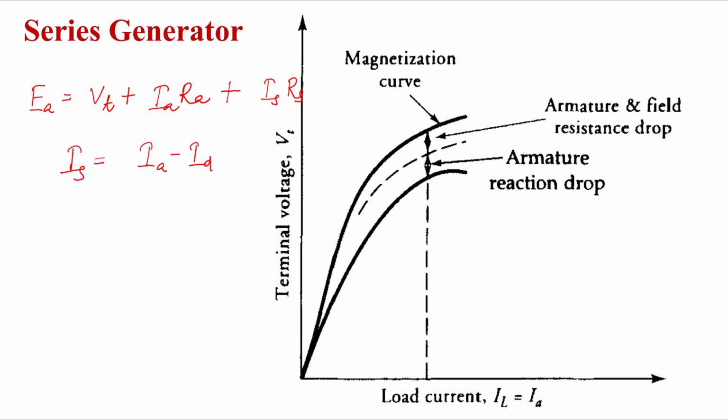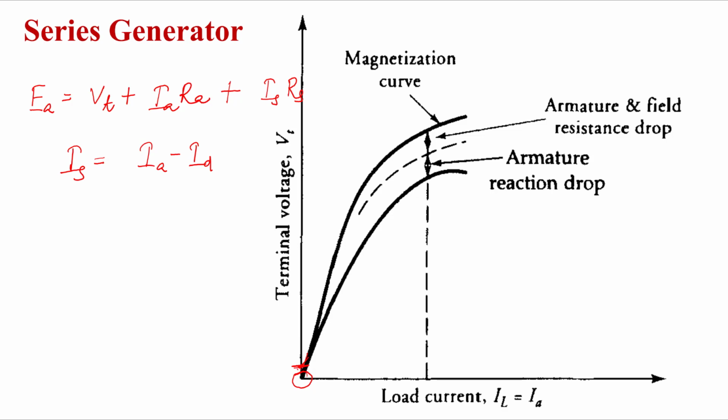Now you can see this characteristic without the armature reaction or drop. When the load current is 0, obviously the voltage is 0. Will the voltage be 0? No, it will not be 0 if some residual flux is there. So let us say some residual flux is there, so then it may start from here. But the voltage will be very less.